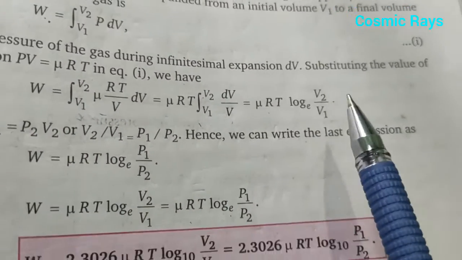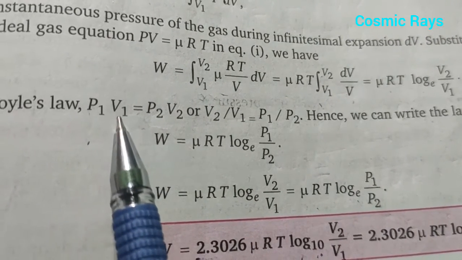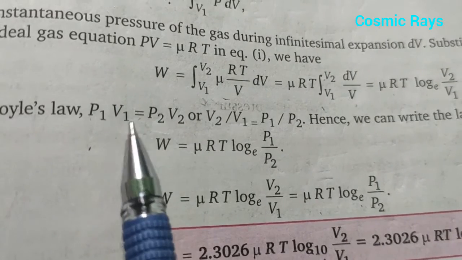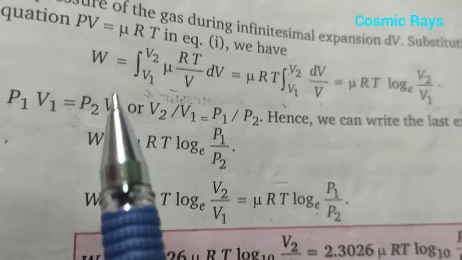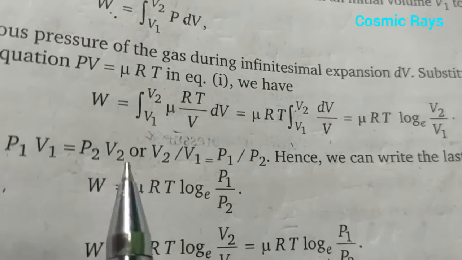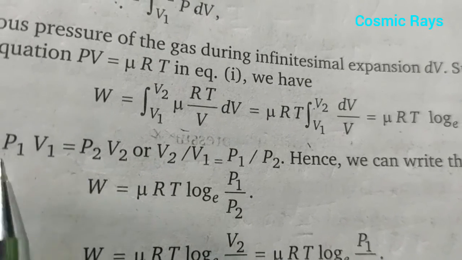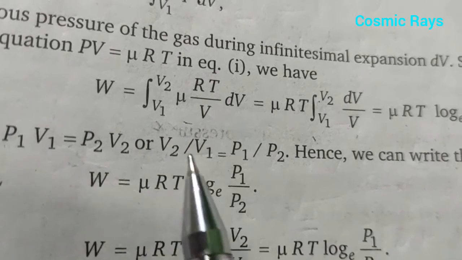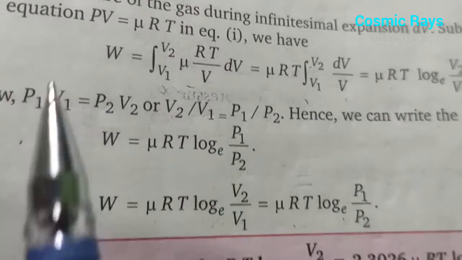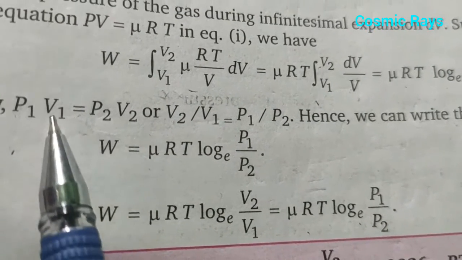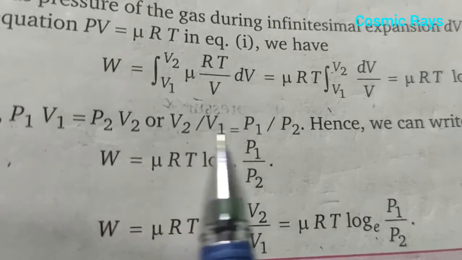Now from Boyle's law, what they are saying is the pressure multiplied by volume for the first gas is equal to the pressure and volume multiplied for the second gas. So from here we can find out the ratio of pressure and volume. So we find that V2 upon V1 is equal to P1 upon P2. This is coming from here. So P2 we have taken this side and V1 we have taken to the other side. So P1 upon P2 is equal to V2 upon V1. This is what they are writing.